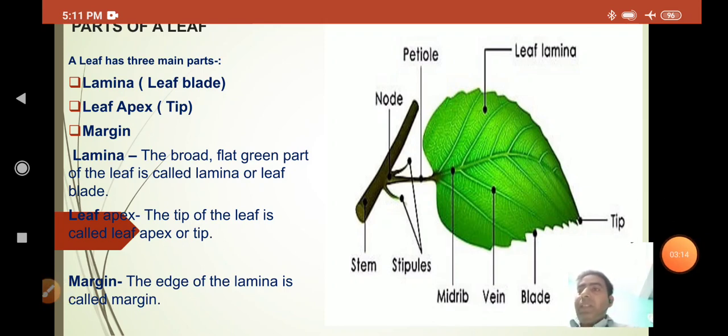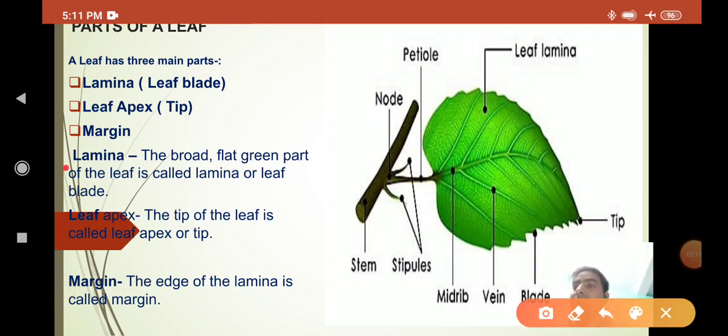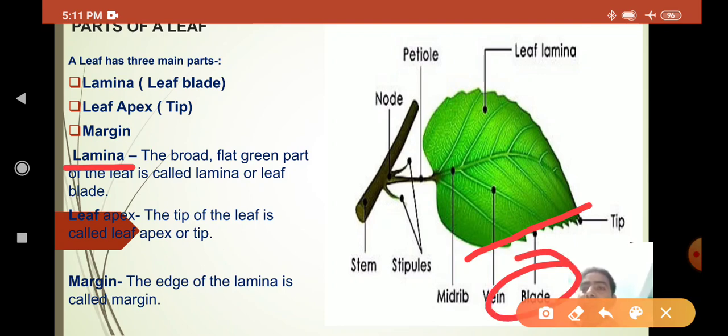First of all, we will see about the lamina. The broad, flat, green part of the leaf is called the lamina or leaf blade. Here you can see the word blade written. It is as sharp as a blade, sharp on the edge.